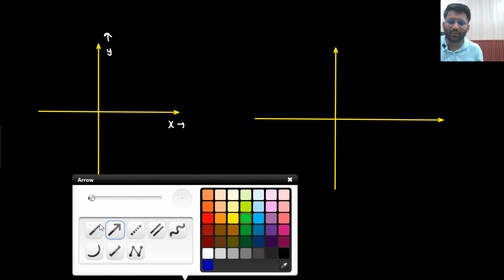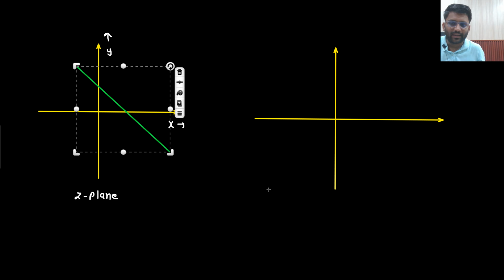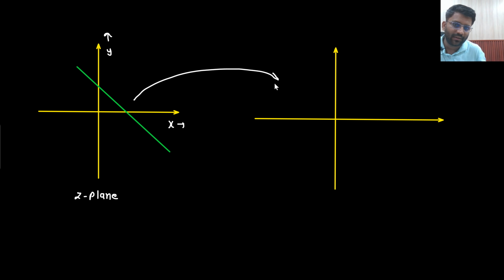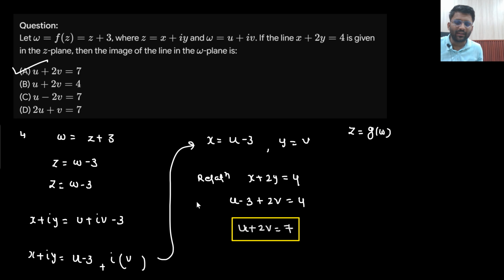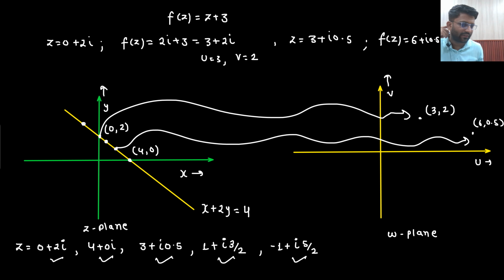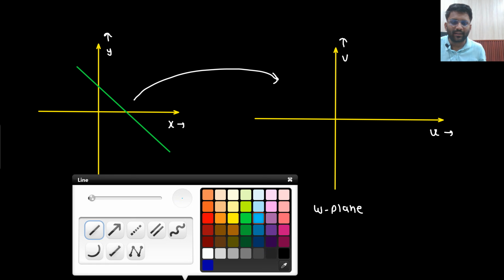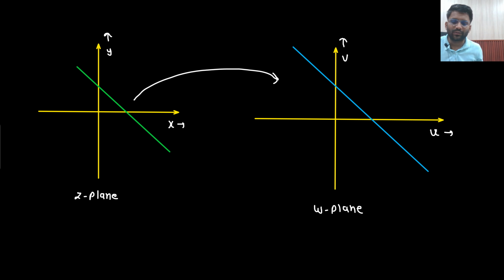Now this straight line has been plotted in omega plane, where the real value is given by u and the imaginary value is given by v. And how is this locus looking? This locus is also looking like a straight line, following the equation u plus 2v equals to 7. So this will be your locus. And here the locus was x plus 2y equals to 4.